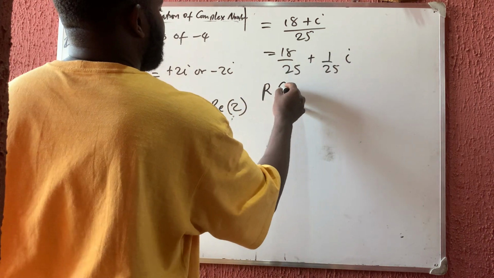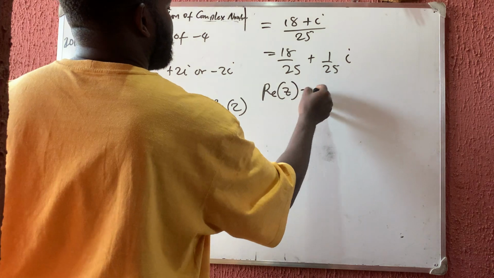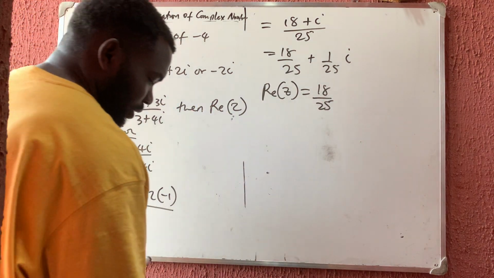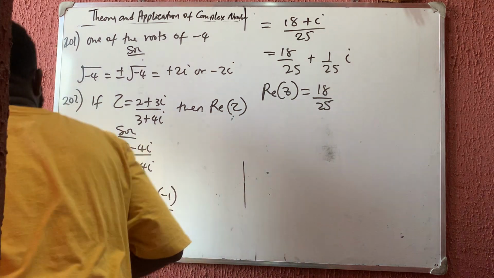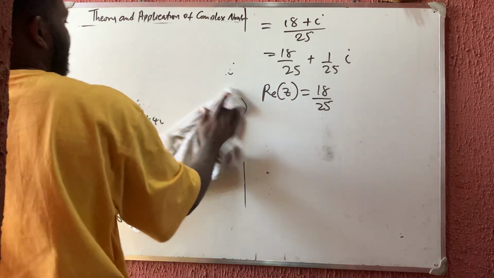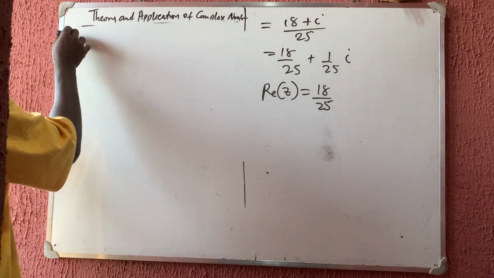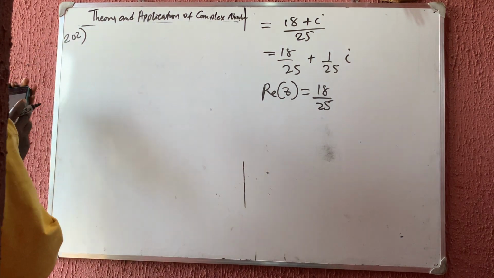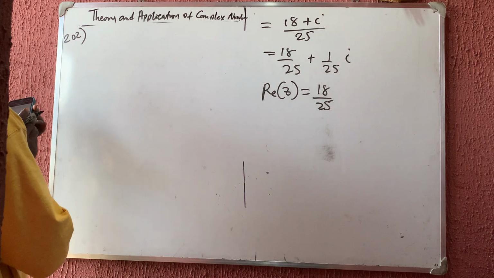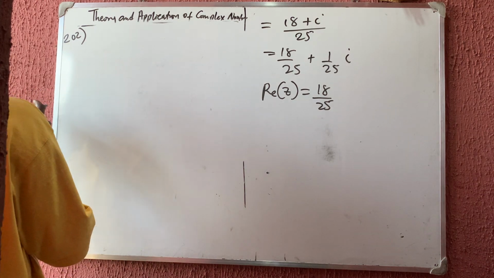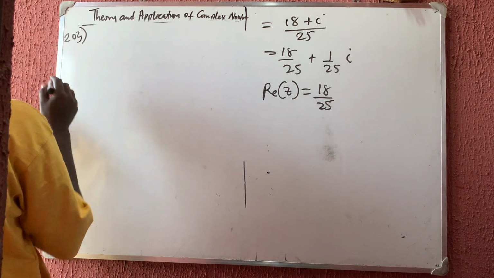So the real part of z is equal to 18 over 25. The one that does not have i is called the real part of z. So that is that. The one I solved now is question 202, so let's go to 203.